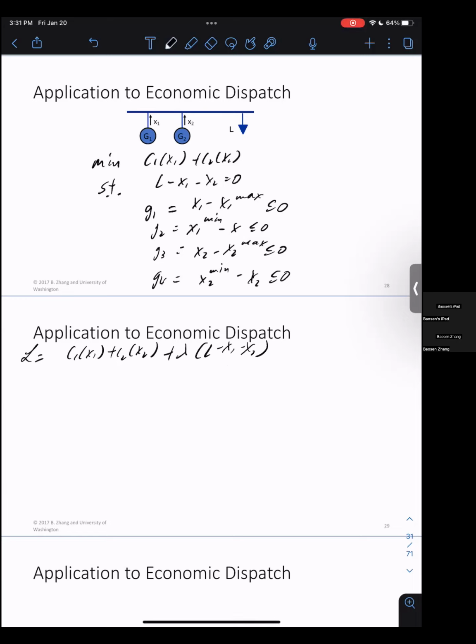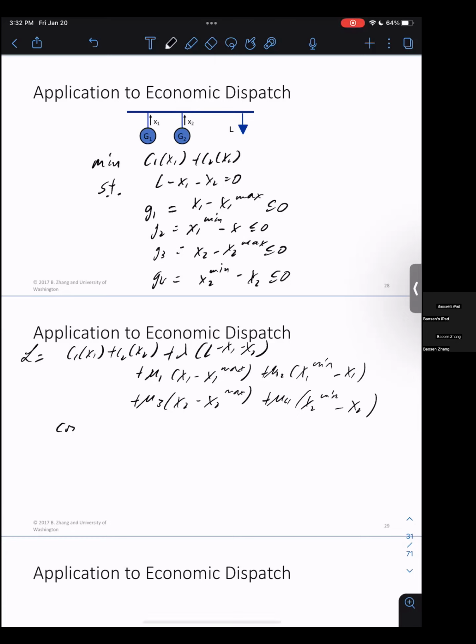Okay, so now you have both upper and lower bounds. So you basically have 4 things: mu1, x1 minus x1 max; mu2, x1 min minus x1; mu3, x2 minus x2 max; mu4, x2 min minus x2. Okay, so you just have more of them, right? Then your optimality condition is the same as before, it's just with more equations.